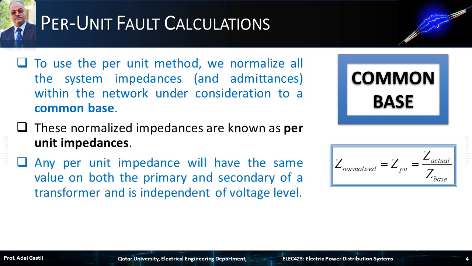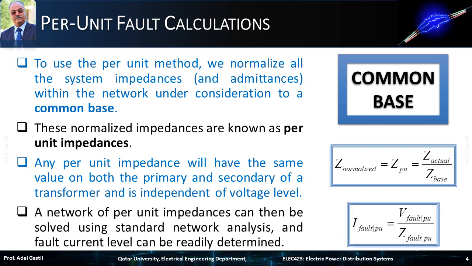Any per unit impedance will have the same value on both the primary and secondary of a transformer and is independent of voltage level. A network of per unit impedances can then be solved using standard network analysis, and the fault current level can be readily determined, as the ratio of the fault voltage over the total fault impedance.